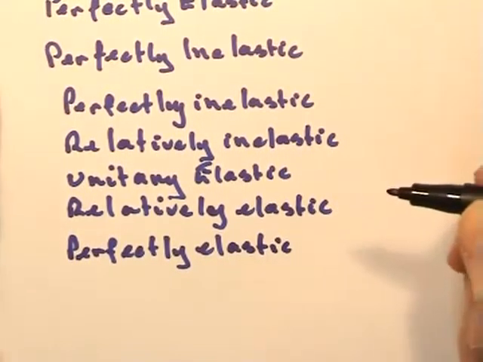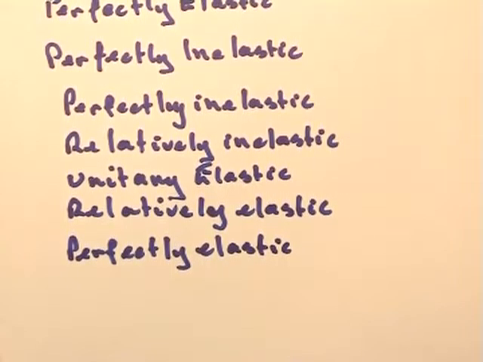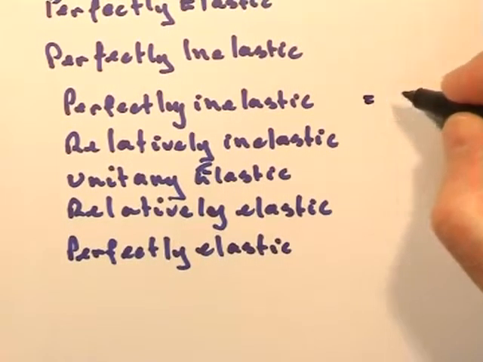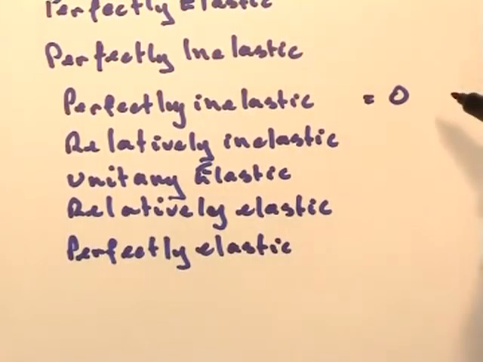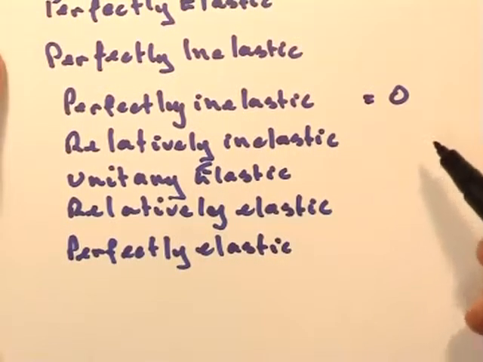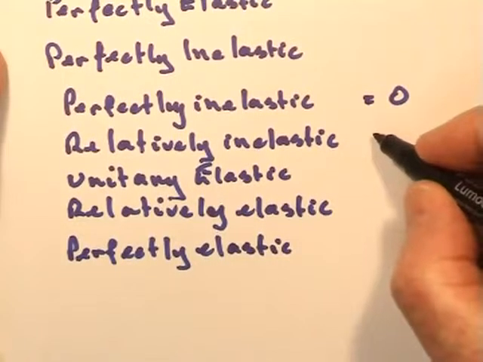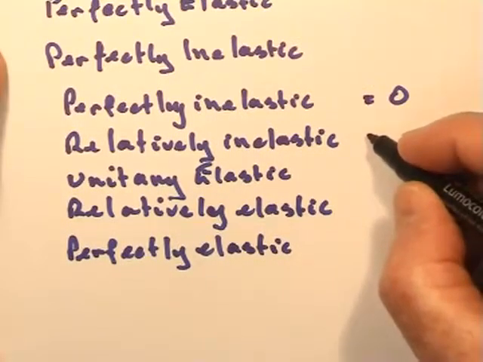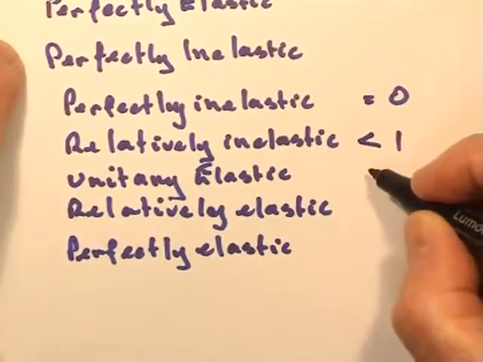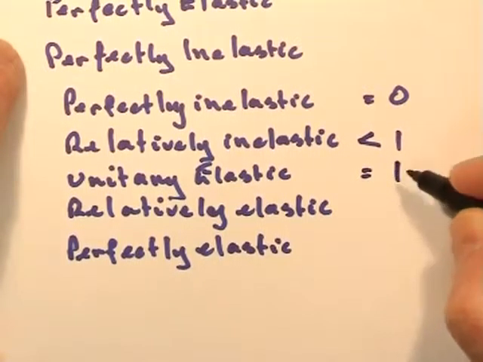Now, in terms of measurement, for each of these, we can actually say at perfectly inelastic, we're saying that it is equal to 0, and shortly on a graph we'll show how this actually works. Relatively inelastic, we say, is somewhere between 1 and 0. So it has to be less than 1, because unitary elastic is equal to 1.